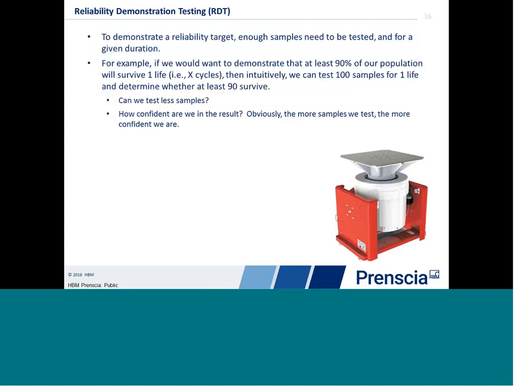Mathematicians talk about confidence as what percent of the time our little group that we test is going to be like the entire population. The more samples we test, the greater confidence we have that our test results really mirror the entire population, all the parts that we're going to produce someday, and that the customer is going to, unfortunately, go off and beat on. So how can we bring confidence into this? And how about this: can we test for less than one life? Or conversely, what's the benefit if we test for more than one life? Could we use fewer samples and test longer?